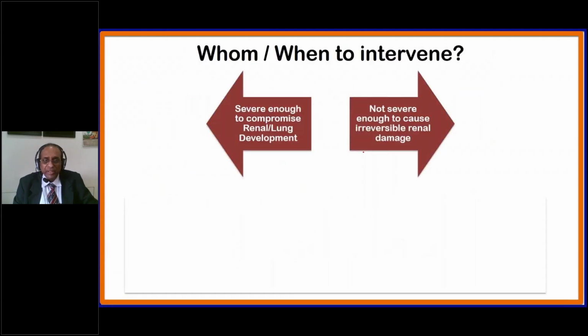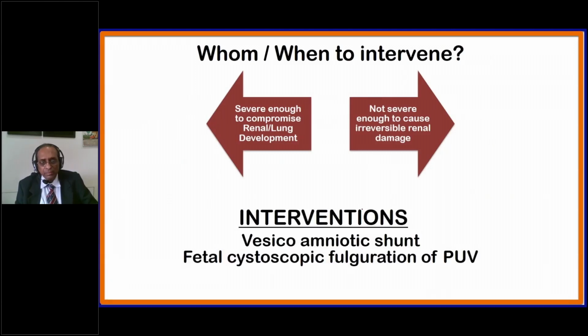Next is, should we intervene in cases of lower urinary tract obstruction? We intervene when renal compromise is just setting in. We do not want to intervene in cases which are severely compromised, because that's not going to benefit the baby in any way. And there are 2 interventions which we can think of.